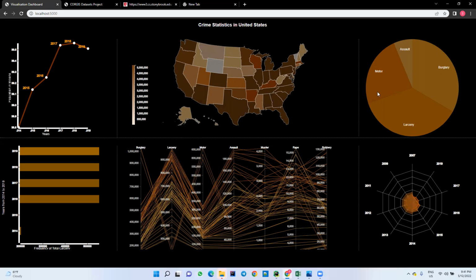Now moving on to the pie chart. In the pie chart, we have given these crimes. So they are like proportions of the crime in the United States. Motor is the vehicle accidents, larceny means the property stealing, and burglary and assault.